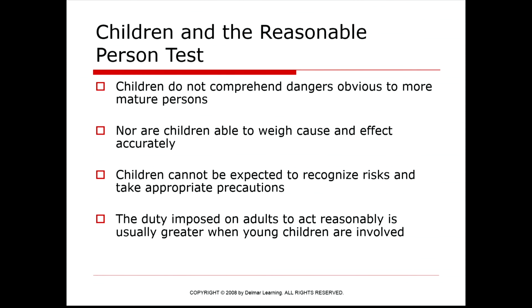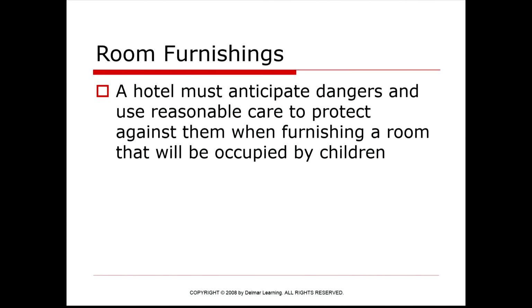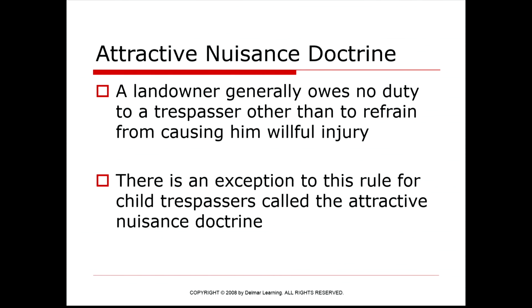Children in the reasonable person test. This is important as well. Children do not comprehend the dangers as a mature person would, obviously, because they are children. They can't really weigh cause and effect accurately. They're not expected to recognize risk, and it's a duty of the adults to act reasonably. This is very important, especially when there are going to be children in your facility. Room furnishings: a hotel must anticipate dangers and use reasonable care to protect against them when furnishing a room that will be occupied by children. So also keep that in mind. You have to look into the room and make sure that everything around there is in safe condition for children.